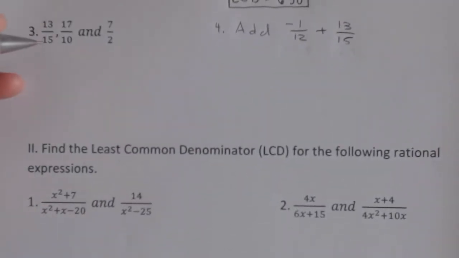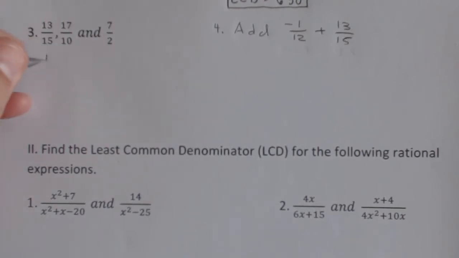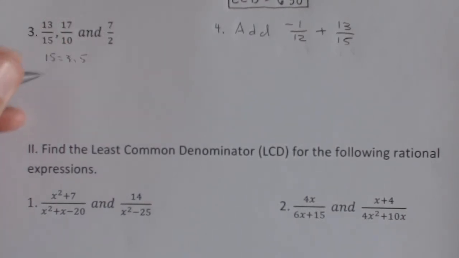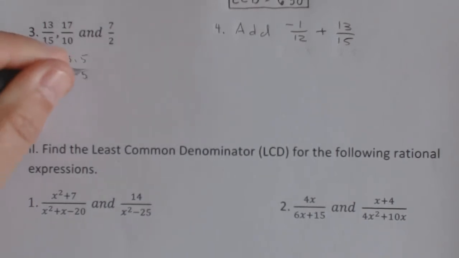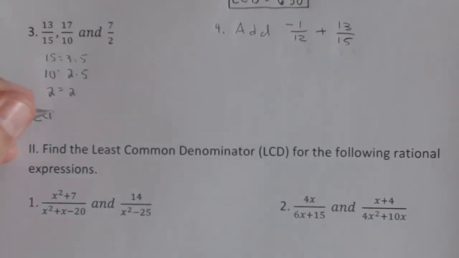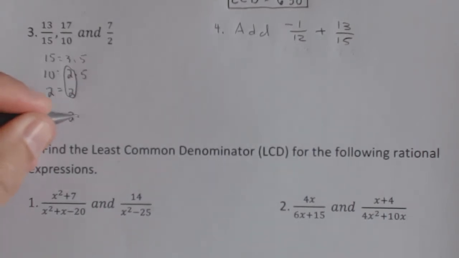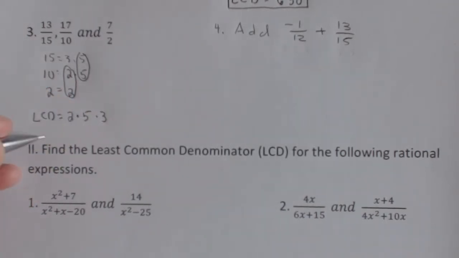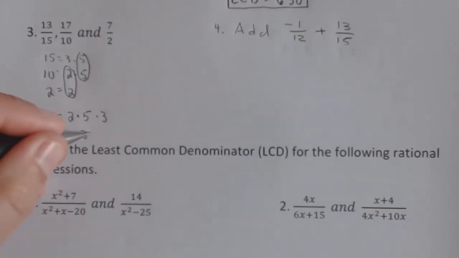Okay, you can also do it for 3 numbers. The LCD of 15, 10, and 2. So 15 is 3 times 5. And 10 is 2 times 5, and 2 is obviously just 2. 2 times 1, we don't need the 1. So the LCD would be, none of them have all 3 at the same time. So you would need a 2 for these 2. You would need a 5 for these 2, and then you would need a 3. So the LCD here would be 10 times 3, which is 30.